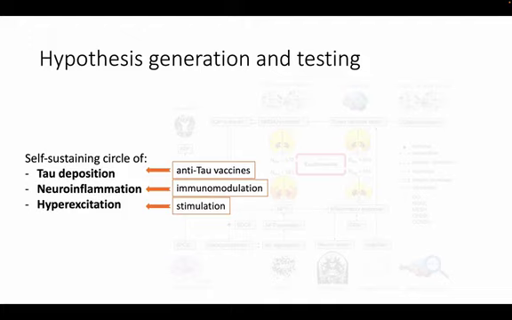But of course, neuroinflammation can be addressed by immunomodulatory treatment, and hyperexcitation can be addressed with a clever form of stimulation. It can be invasive stimulation as DBS, but it can also be non-invasive stimulation as, for example, TMS, where there are already some applications in Alzheimer's disease.